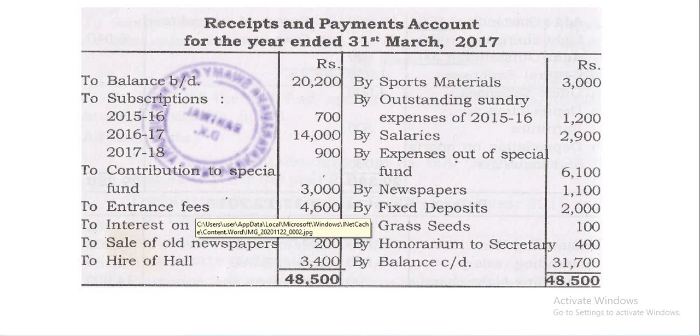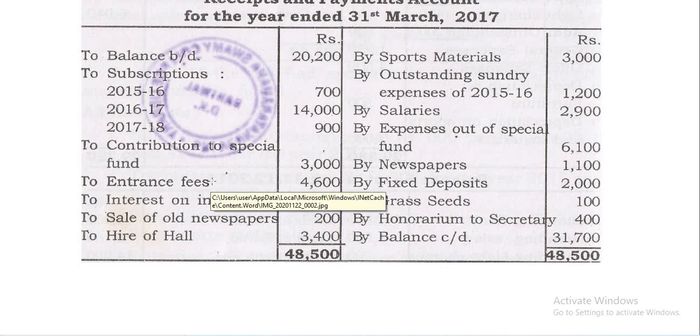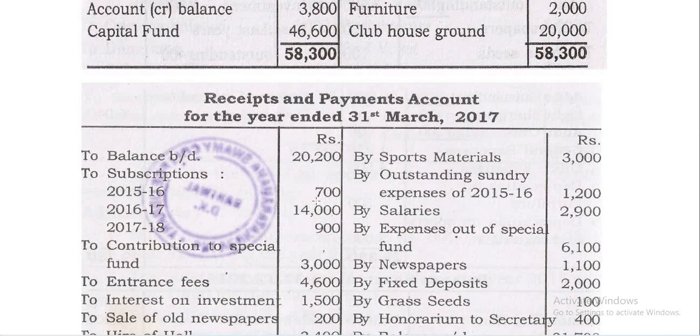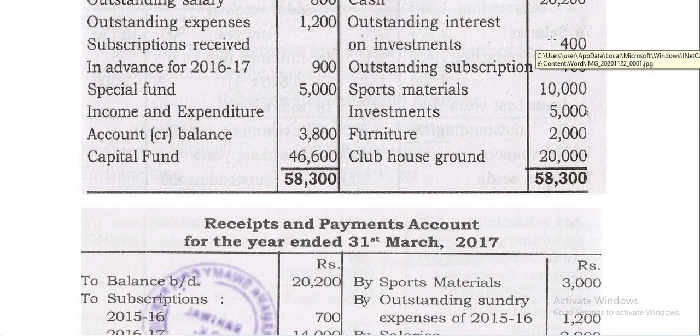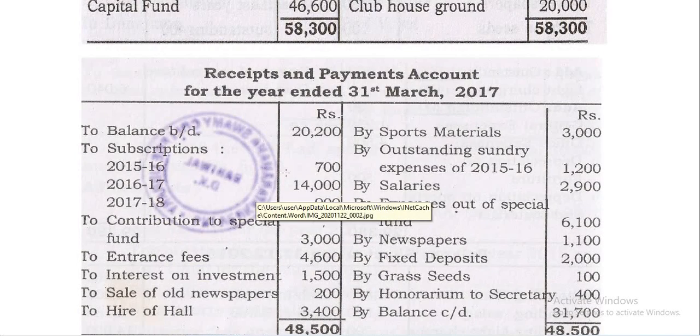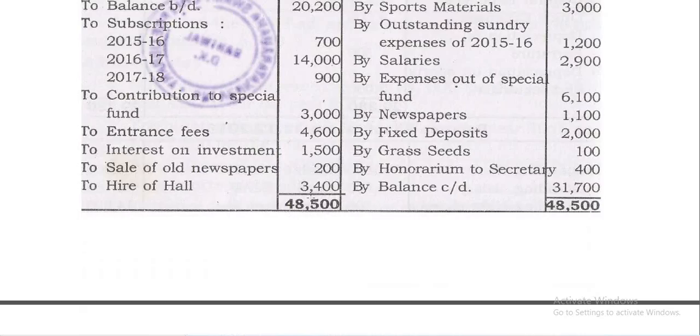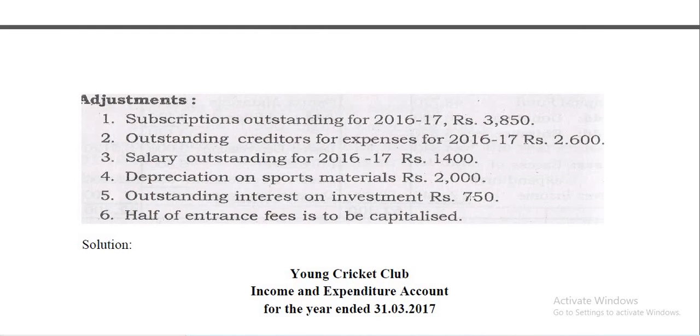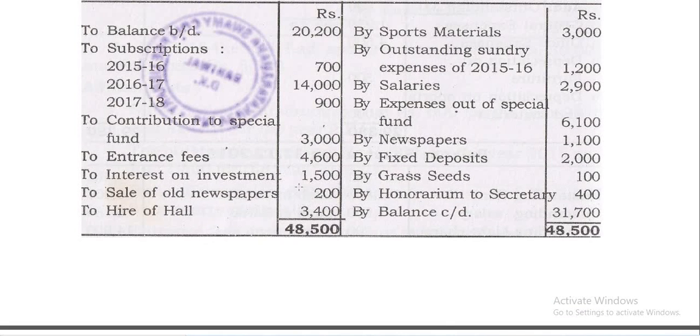Entrance fees very clearly given. 50% should be taken as revenue and 50% should be capitalized. Revenue means it should be credited to income and expenditure account. Capitalized means it should be added to special fund. Interest on investment, I already told you, 1,500 is received, but of that 400 is related to previous year, so that should be deducted, and still receivable is given in the adjustment, that is 750, that should be added.